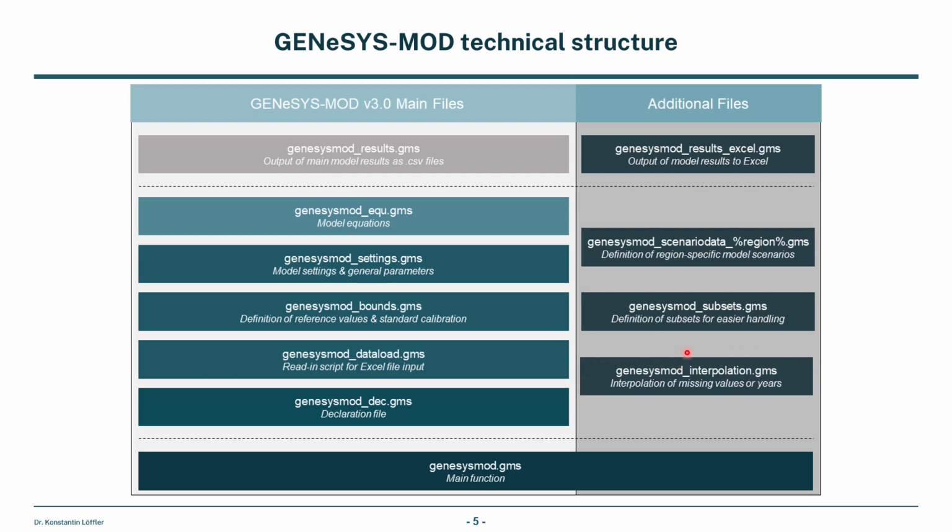And one file is the GENeSYS-MOD interpolation file. This is essentially just to fill in blank spaces if you have forgotten values in between years, for example. So if you have added 2022 as an intermediate year between 2020 and 2025, and you forgot some values for demands, for example, or so on, then this script here will essentially cover this for you and instead insert the values as a linear interpolation. So this is just more of a helper file.